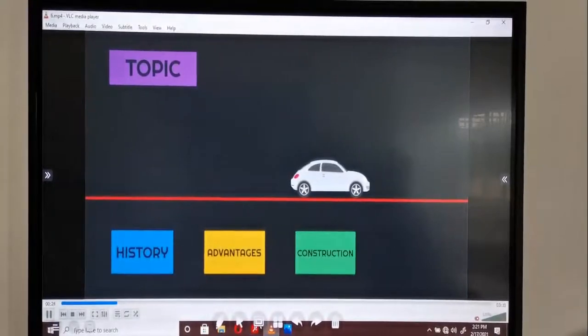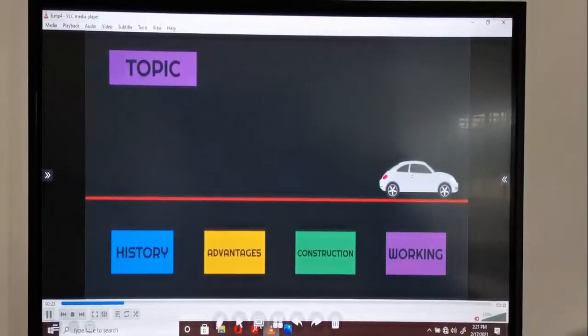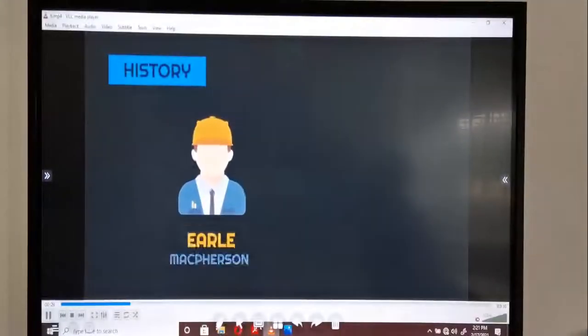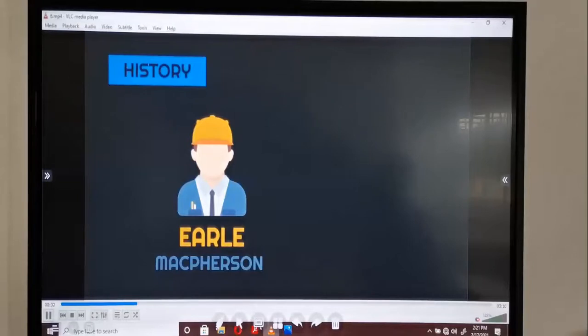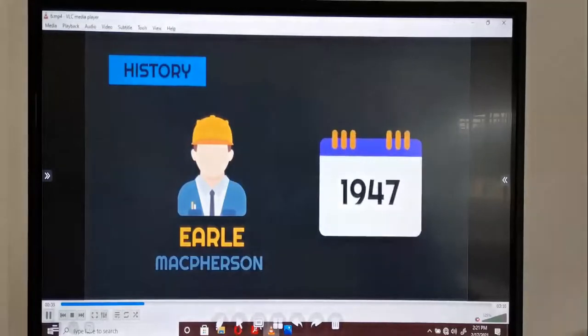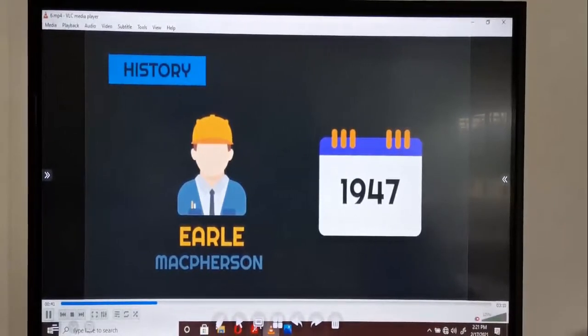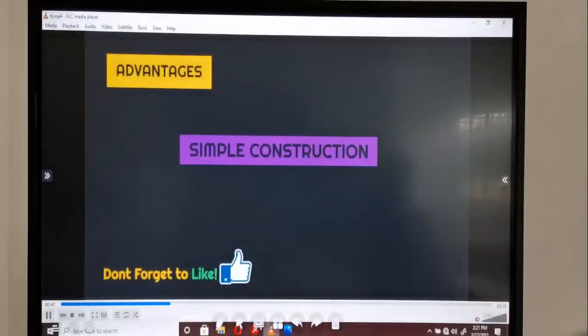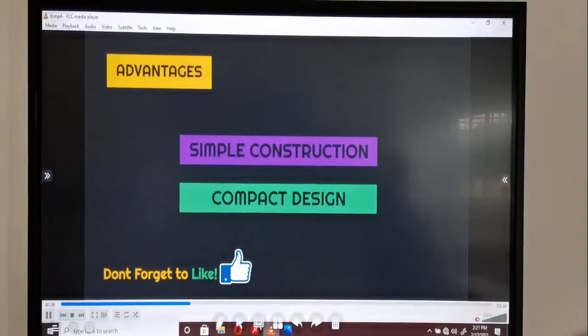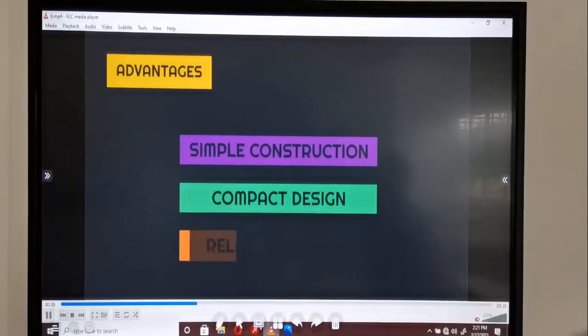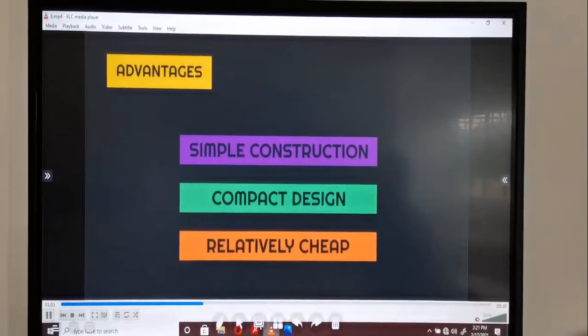This is also the same as the previous animation. So here also we study about the history. Mac Pherson invented this suspension in 1947, so it was founded after the wishbone type suspension. Advantages: simple construction, compact design, relatively cheap. This is cheaper than the wishbone type suspension.